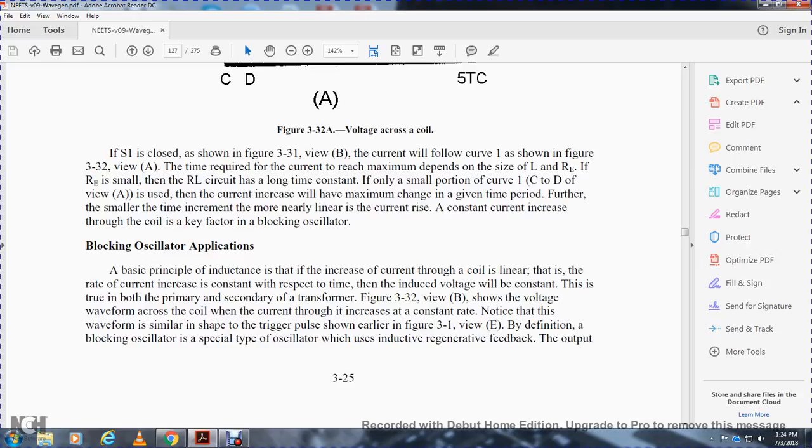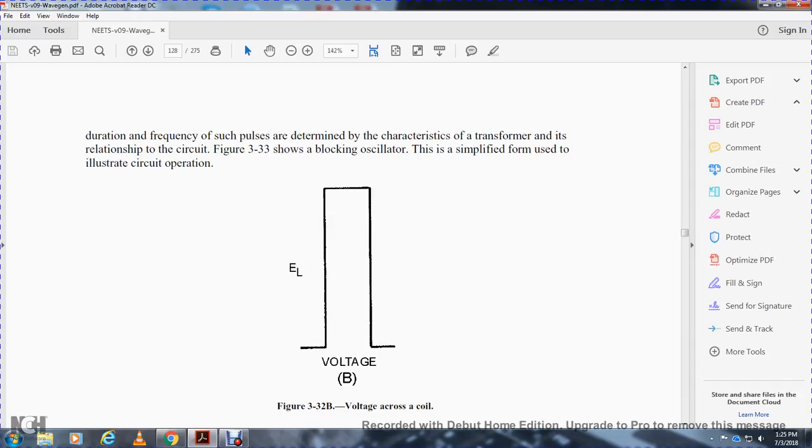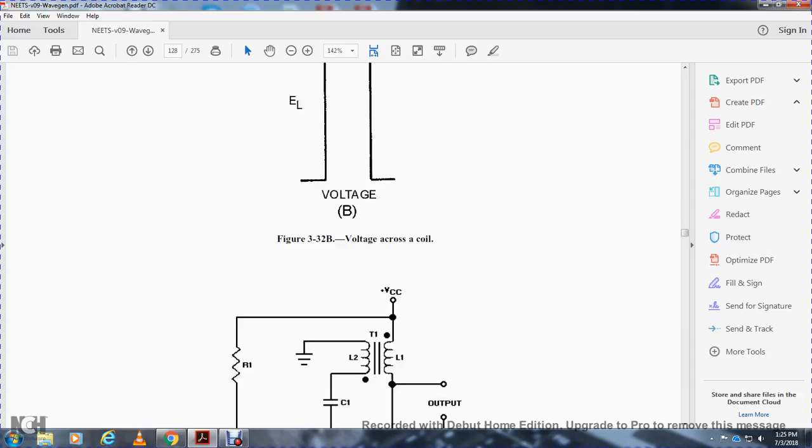By definition, a blocking oscillator is a special type of oscillator which uses inductive regenerative feedback. The output frequency and duration of such pulses are determined by the characteristics of the transformer in relationship to the circuit. Figure 3-33 shows a blocking oscillator. This simple form is used to illustrate the circuit operation. Figure 3-34 B shows the voltage across the coil, the inductive voltage.